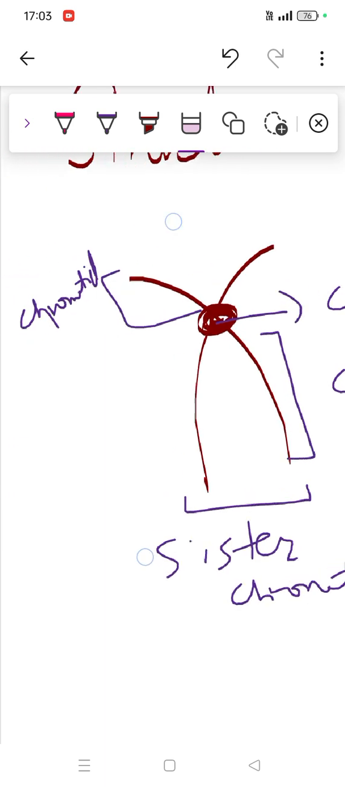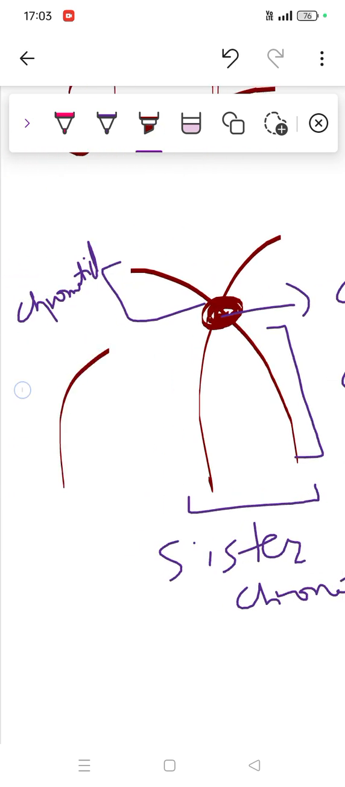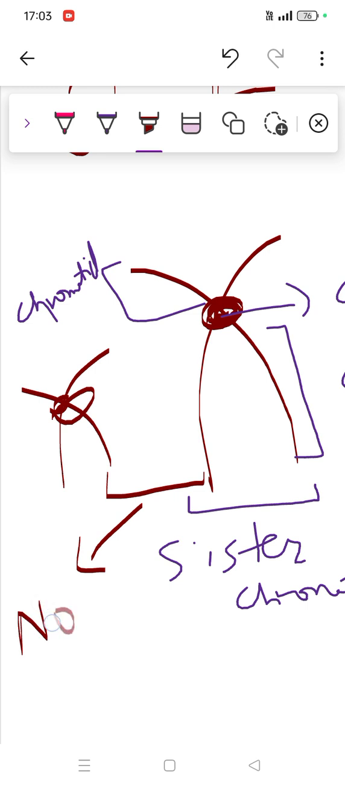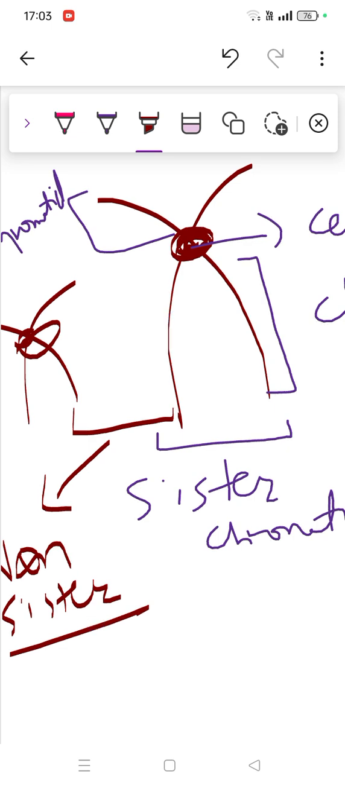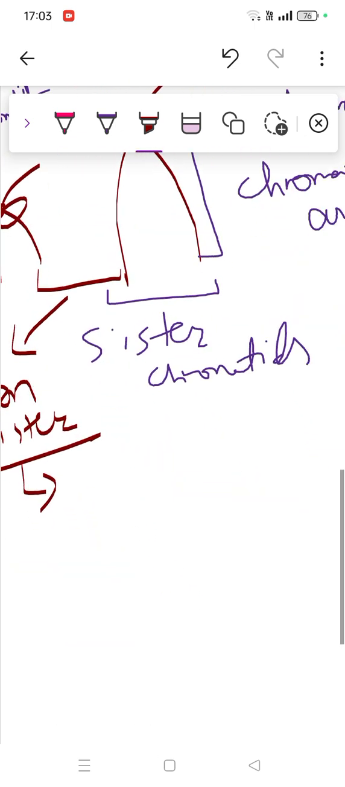And if we take this arm and this arm from the same structure, these are called non-sister chromatids. Non-sister means they are not part of the same chromosome, so they are called non-sister chromatids. I hope it will be clear.